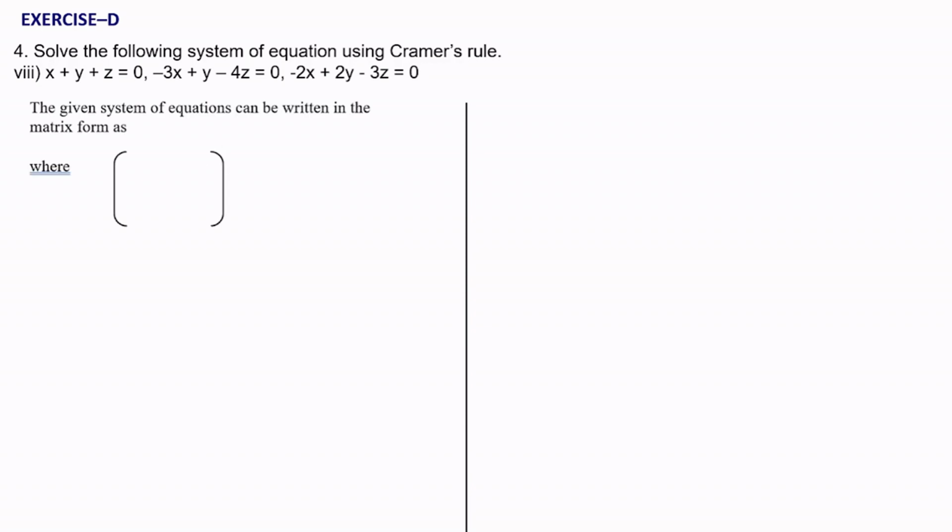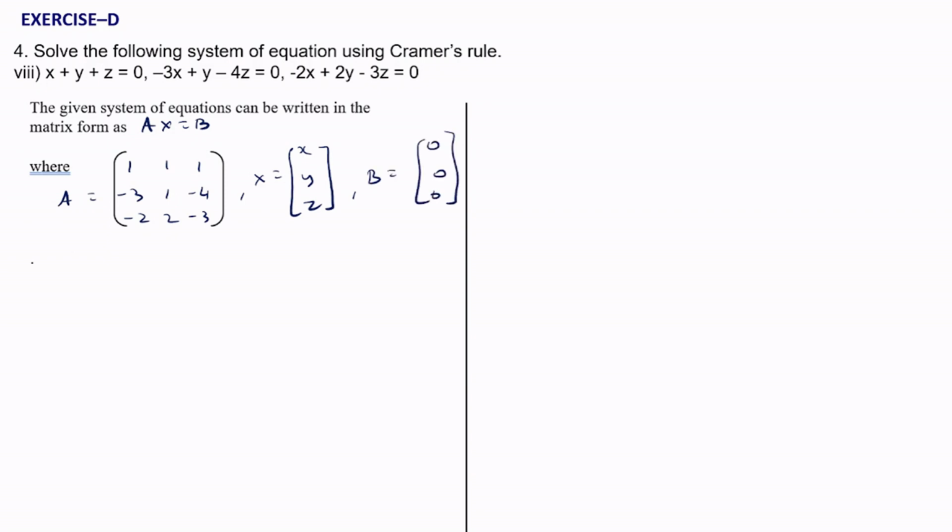So the given system of equations can be written in the matrix form as Ax equal to b, where A equal to [1, 1, 1; minus 3, 1, minus 4; minus 2, 2, minus 3]. Then x is equal to [x, y, z], and b is equal to 0. First let us find delta. Delta is the determinant of the coefficient matrix.